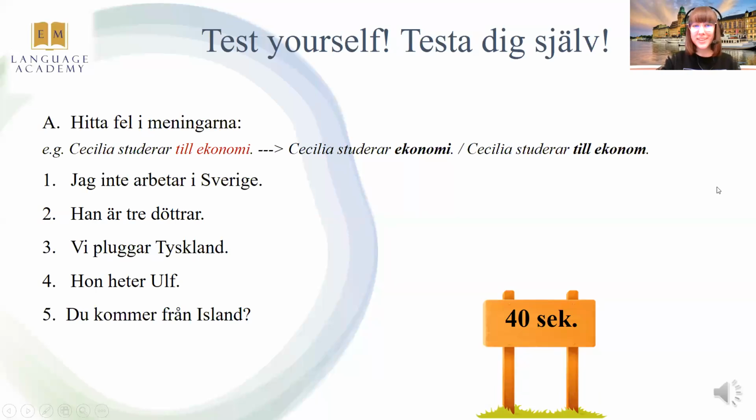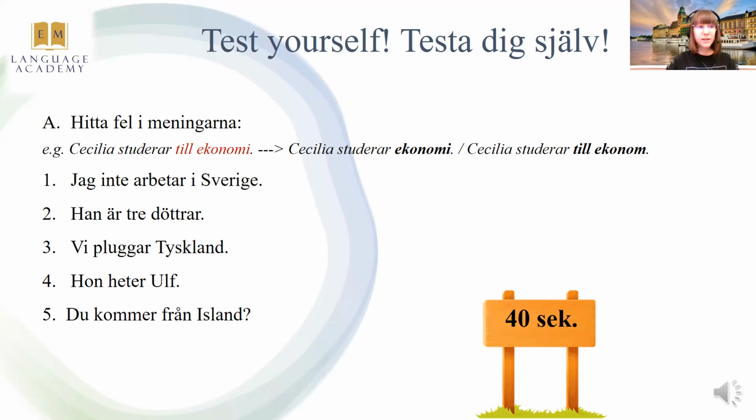Right, an interesting one here. We have to be teachers. You have to be teachers yourselves. Why? Because what we are going to do here is correct mistakes, right? For example, Cecilia studerar till ekonomi. Till ekonomi, there's something wrong with this part. Why? Because we have the preposition till that is used to indicate direction, or when we are talking about our goals, so to speak. And then economy is the subject, economics, right?